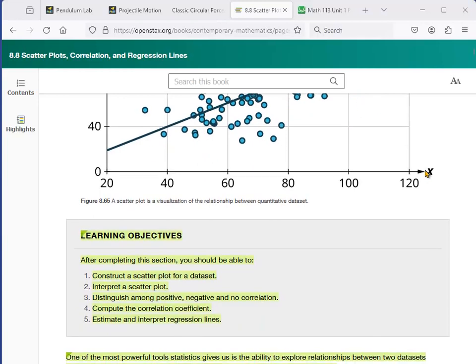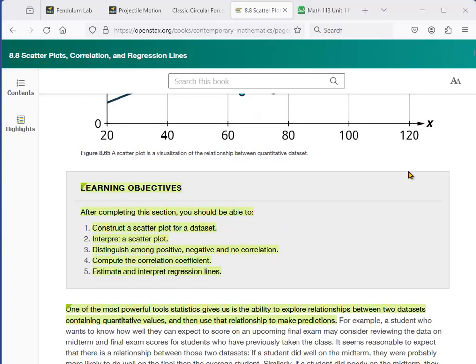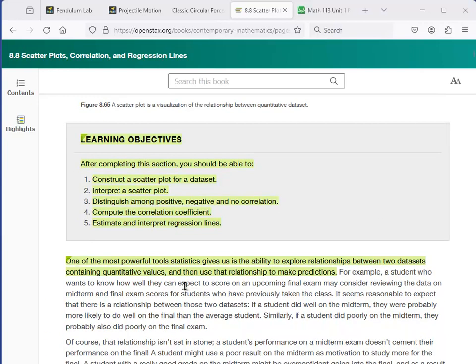And here are these learning objectives, and this is directly from the OpenStax textbook. As you noticed, for this particular unit, I've used quite a number of physics examples because it's where I'm coming from. So here, one of the most powerful tools statistics gives us is the ability to explore relationships between two data sets containing quantitative values, and then use that relationship to make predictions. And here on learning objectives, again, it talks about correlation coefficient, regression lines, and so on.